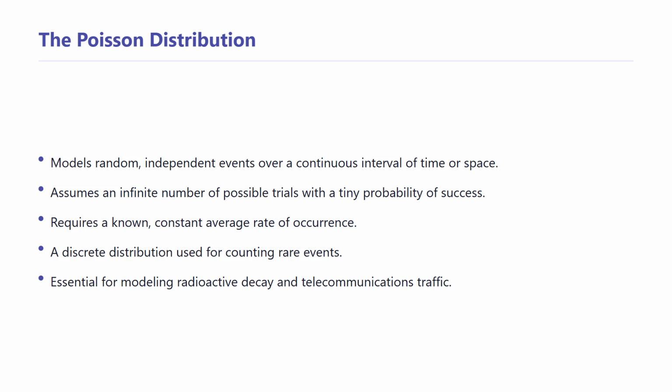The Poisson distribution is the mathematical concept that models these kinds of random, independent events happening over a continuous interval. It assumes an infinite number of possible trials, each with a very tiny probability of success. It is the ultimate tool in physics for analyzing rare events or random arrivals, like alpha particles emitted during radioactive decay.